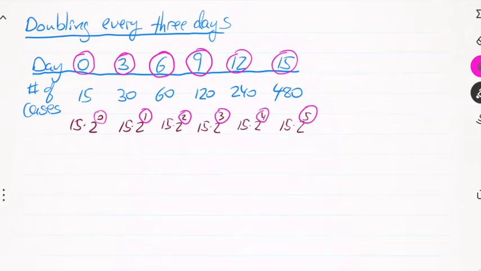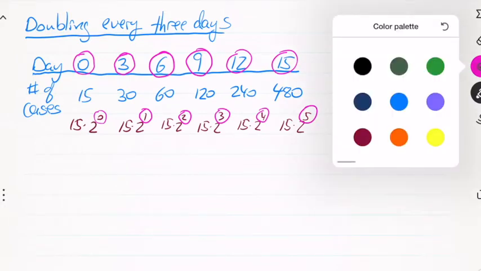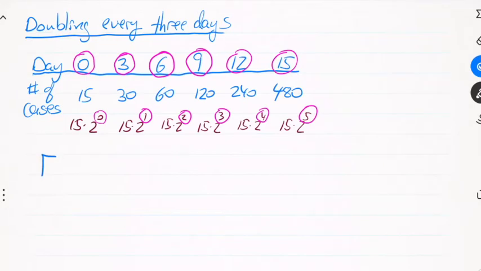So the formula for this is going to have this format. The future value, number of cases, is going to equal the present number of cases. That would be on day 0, which would be 15. And if you don't see the correspondence yet, this is a lot like dealing with money, because generally money grows.